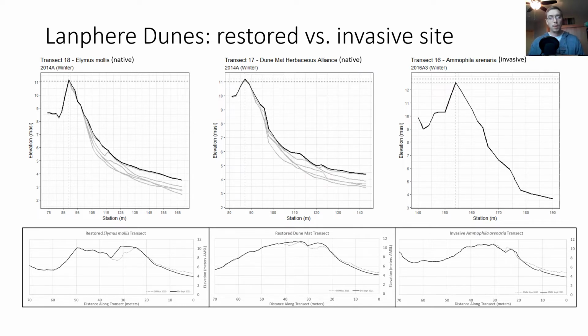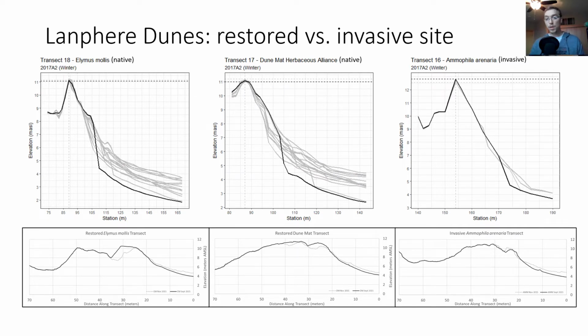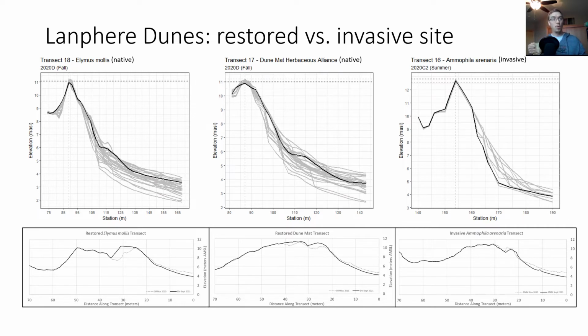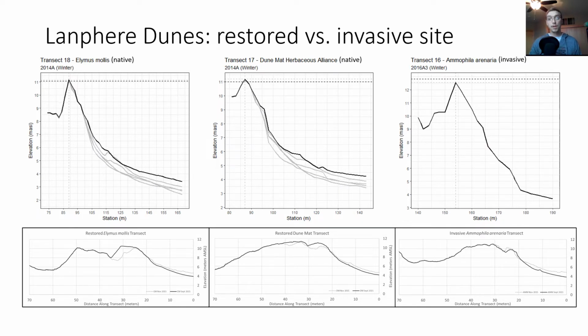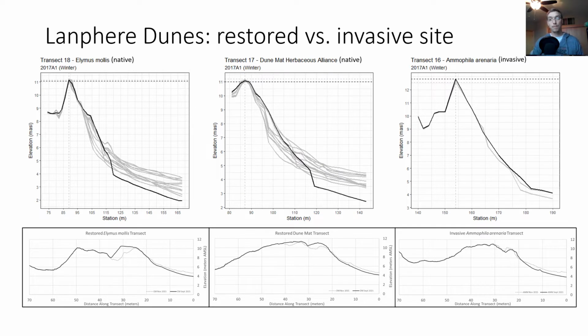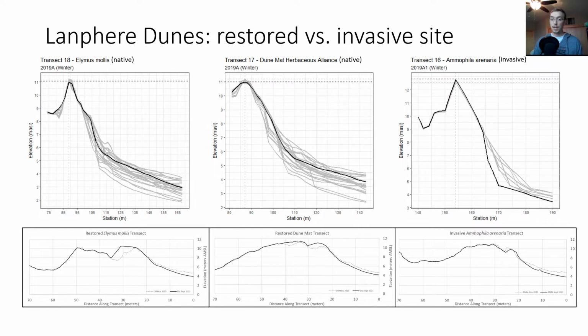So we can see how much that's changed over time, and how in the first two, transect 18 and transect 17, it just expanded and grew and became a much bigger dune, whereas transect 16, which was just Ammophila, didn't. It actually stayed relatively steep, and it wasn't able to really maintain an active form like we wanted to see.